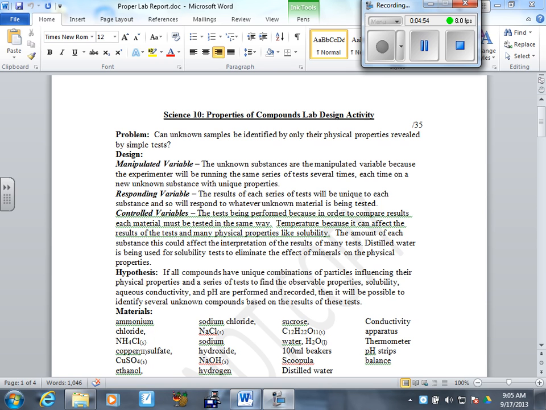Okay. For your design, this was the spot where a lot of people lost 2 marks. What do you have to do when you identify the variables? You also have to explain them. And probably if you lost 2 marks, you have "explain" written beside your variables on your lab report. All right? That means you have to tell me why it is the manipulated variable.